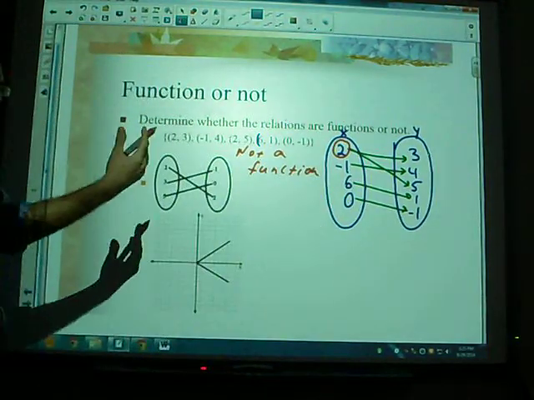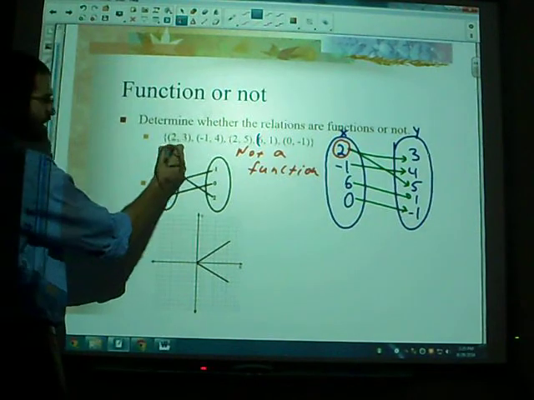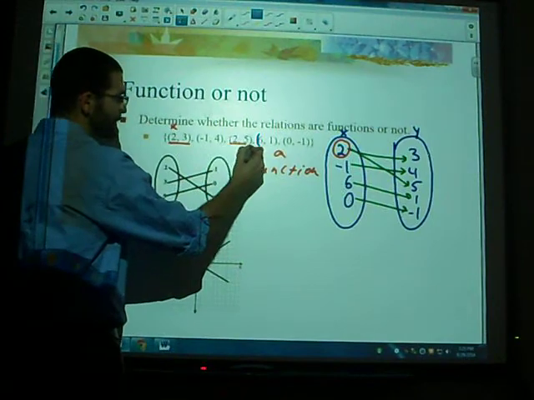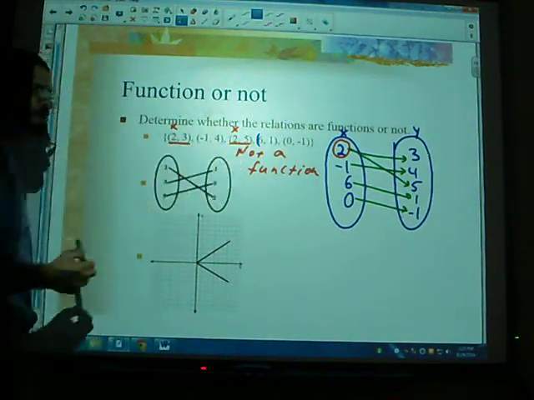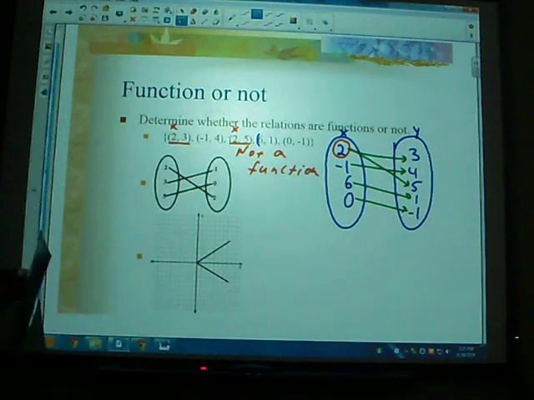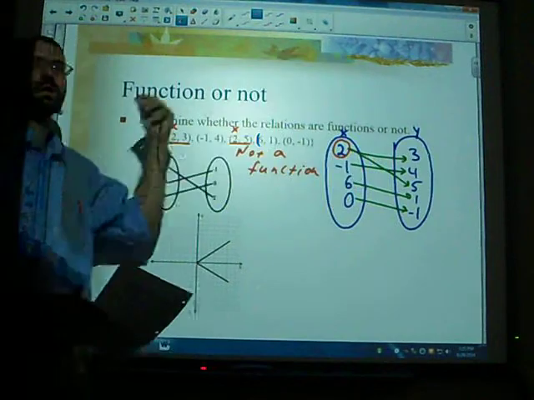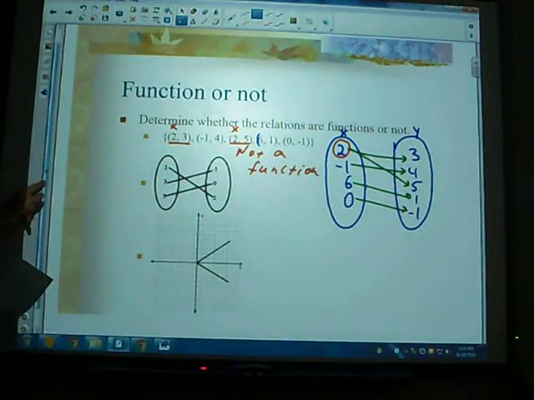If you do not want to draw this diagram every time, you can also look at the set of points. If you have an x coordinate, and once again it's all about x, that repeats more than once, say 2 is connected to 3 and 2 is connected to 5, then it's automatically not a function. The diagram gives you a nice visual, however you can still identify it even without drawing the diagram.